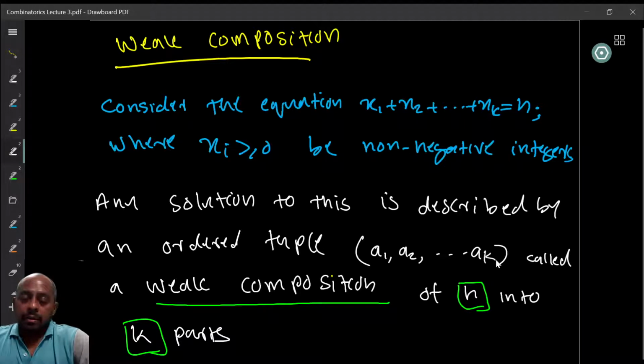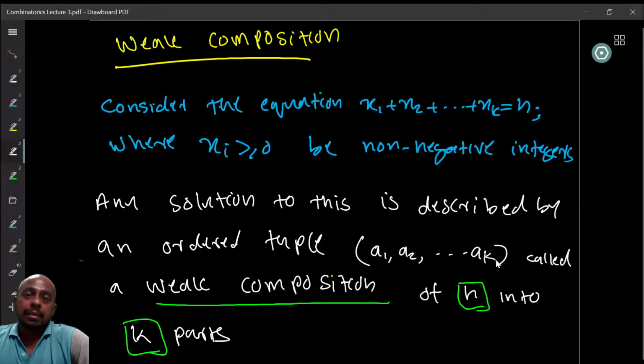Okay, so it is the following. Consider the equation summation xi equal to n, where i ranges from 1 to k. So x1 plus x2 plus etc. xk is equal to n. Now the xi's are restricted to be non-negative integers, that is, they can take value 0, 1, 2, etc.